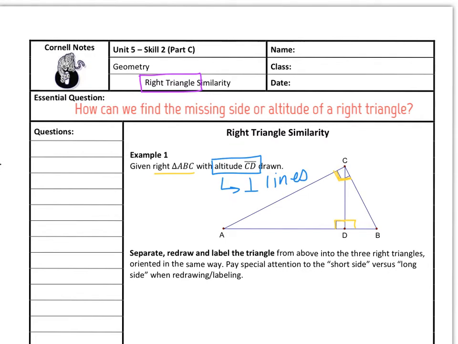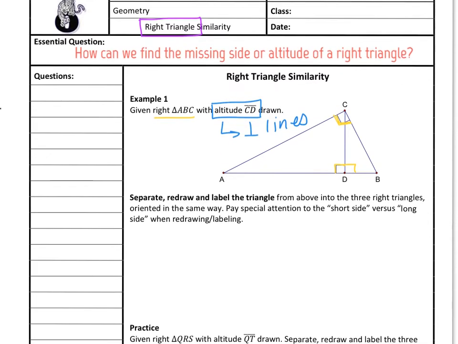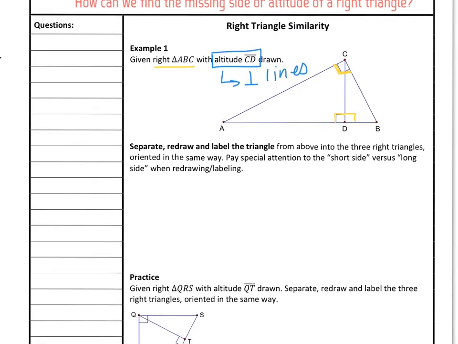So what's going to be really important for you to know and be able to do in this lesson is to be able to separate, redraw, and label the triangle above into three separate triangles. All right, that is going to be key. Three separate triangles, but they have to be oriented the same way. So I'll show you what I mean by that. And what you really want to pay close attention to is the short side versus the long side when you redraw and label the triangle. So I'll talk you through all of that here.